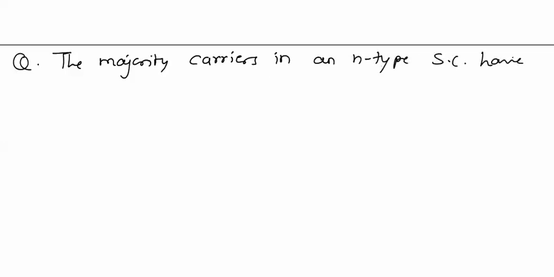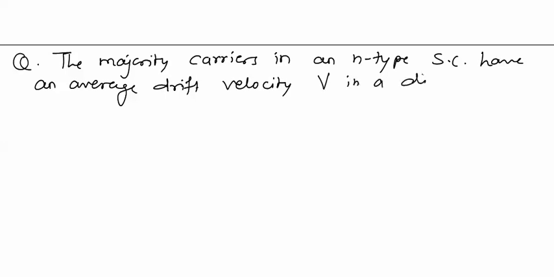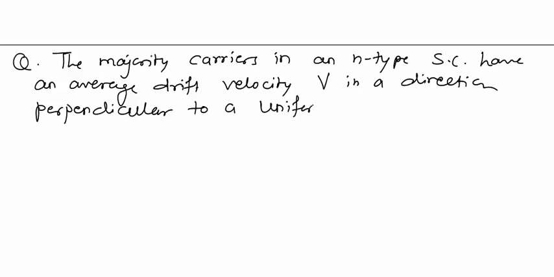The majority carriers in an N-type semiconductor have an average drift velocity v in a direction perpendicular to a uniform magnetic field B.